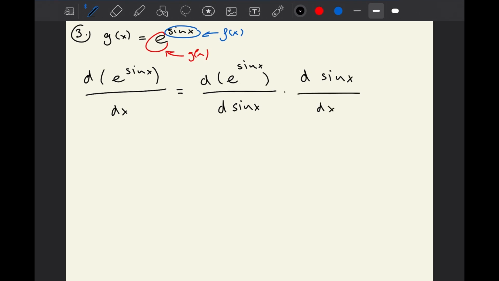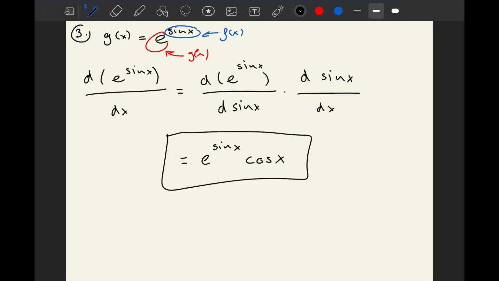Once again, you can see these two terms cancel out and you're left with the derivative of the composite function with respect to x. And we know that the derivative of e to the power of x is just going to be e to the power of x, and in this case our x is sine of x. So we're going to have e to the power of sine of x, but now we have to multiply it by the derivative of sine of x, which is cosine of x. And once again, there we have it.